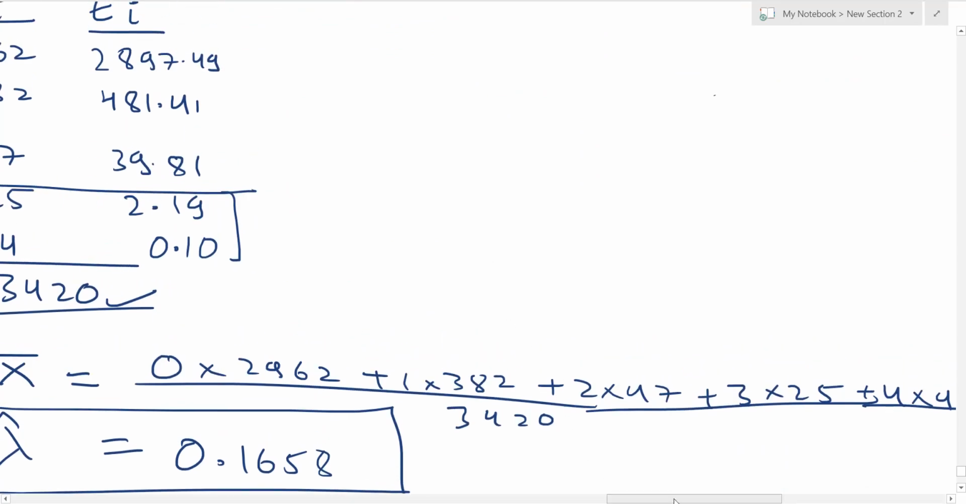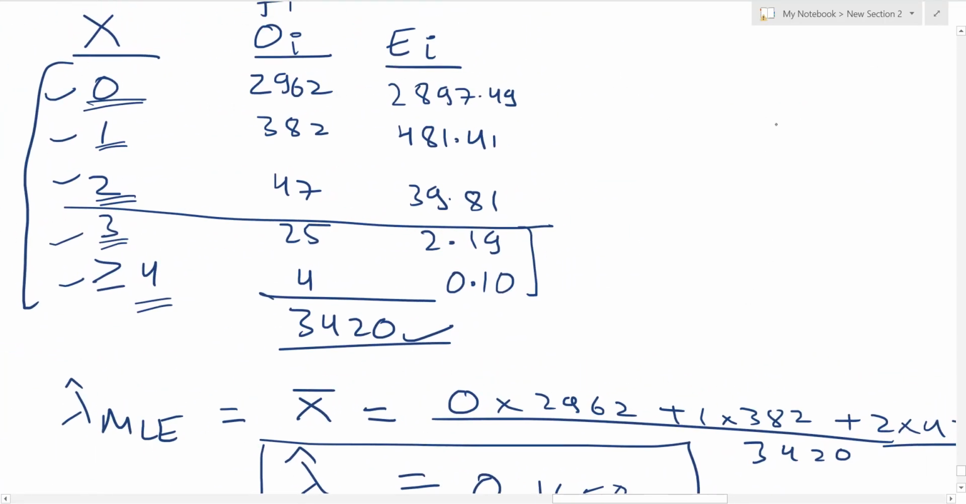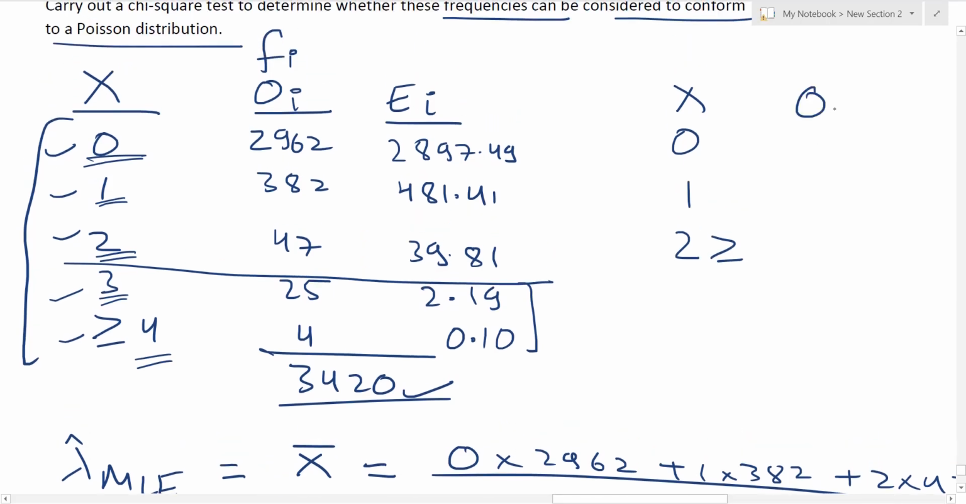Now, how will I merge? Okay, let's make the new table with the merged groups. X values will be 0, 1, and everything greater than 2 will be combined with 2. So greater than or equal to 2. I'll merge it here. Okay, obviously OIs also need to be merged. So 2962 is here, 382 is here, and you completely merge these three. Okay, because under them EI is always, see EI, not OI, because EI only inflates the value of the test statistic unnecessarily. Okay, inflates means increases. Right. So this is your OI value, 76 here.